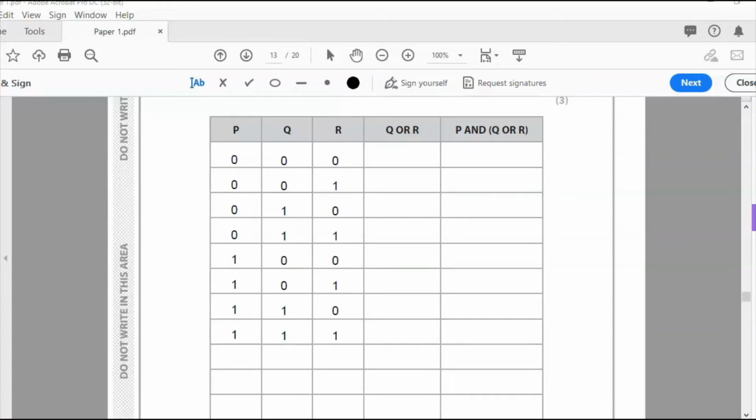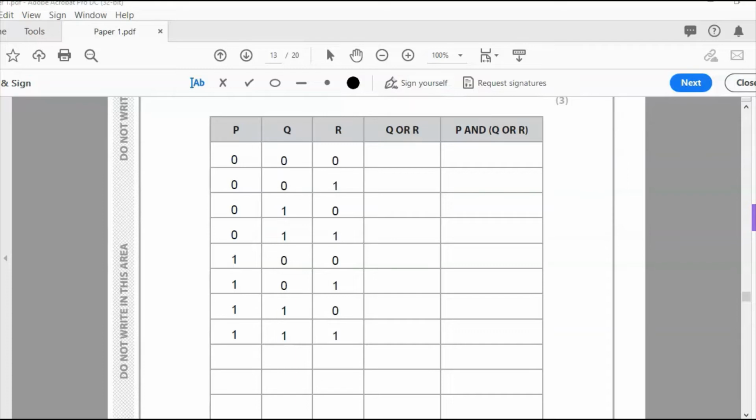And then in between 0, 0, 1, 0, 1, 0, 0, 1, 1, 1, 0, 0, 1, 0, 1, 1, 1, 0 and 1, 1, 1. That's all the possible combinations I've exhausted that we can have for P, Q, R in there. So that's going to give me a mark. Now I need to fill out the column that says Q or R.